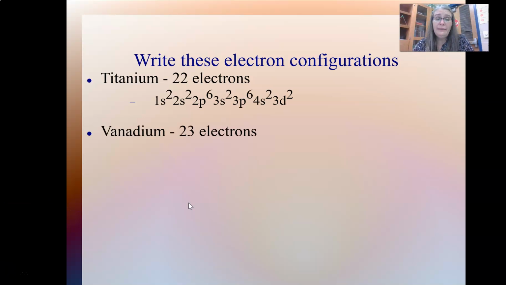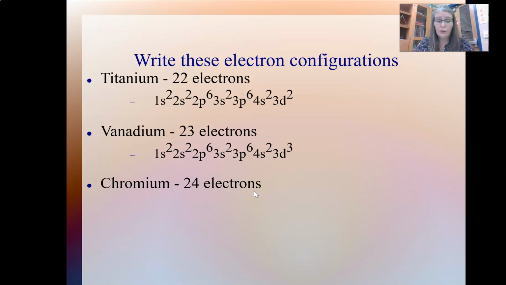So I hope you can see that not a whole lot would change with vanadium. In fact, a lot of the first part of it would remain exactly the same, which is the whole point of having that noble gas shortcut. If I use the noble gas shortcut, then all the way up to 3p6, I would write just argon. That's what those 18 electrons always look like. And then I would just write 4s2, and now with vanadium, I would have 3d3, because that one extra electron would go into the d orbitals.